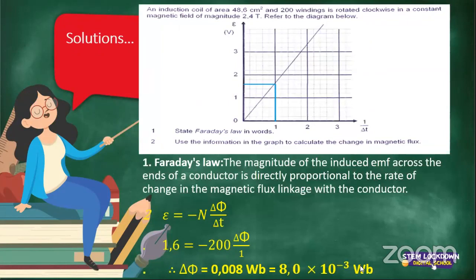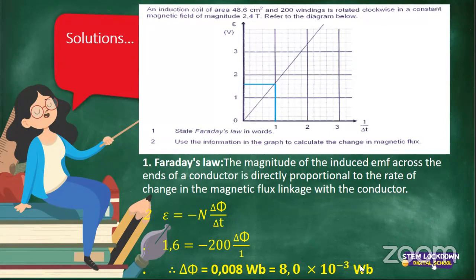Right, let's start with question 1. We are asked to state Faraday's law in words. So stating Faraday's law in words, it says the magnitude of the induced EMF across the ends of a conductor is directly proportional to the rate of change in the magnetic flux linkage with the conductor. Right, and then question 2 was: use the information in the graph to calculate the change in the magnetic flux.